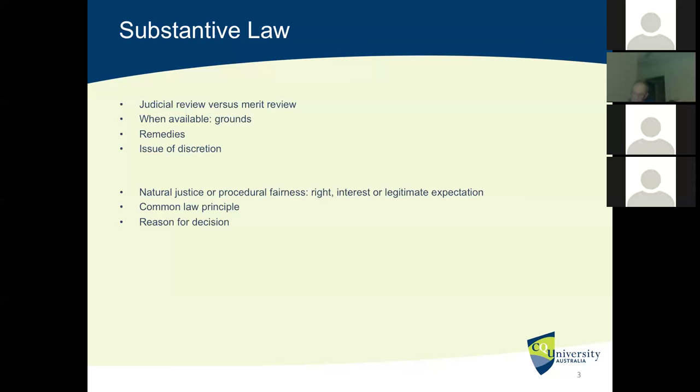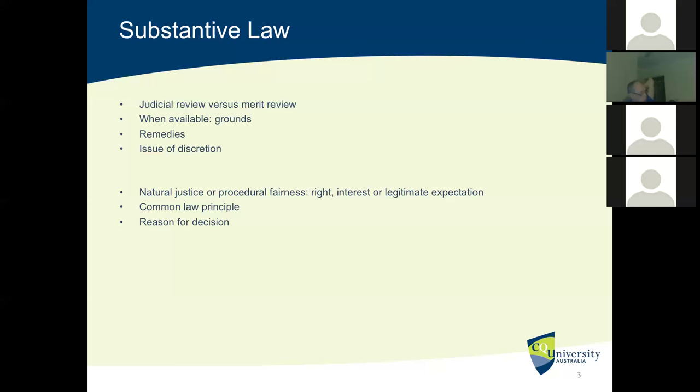So the reason why you sometimes go to the common law remedies, and we discussed it the last time, is that sometimes, if you follow the statute, the rules, it might be possible that if you follow the law, then recourse to judicial review is not available.